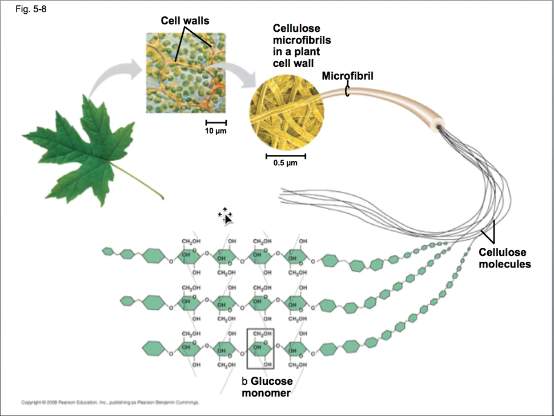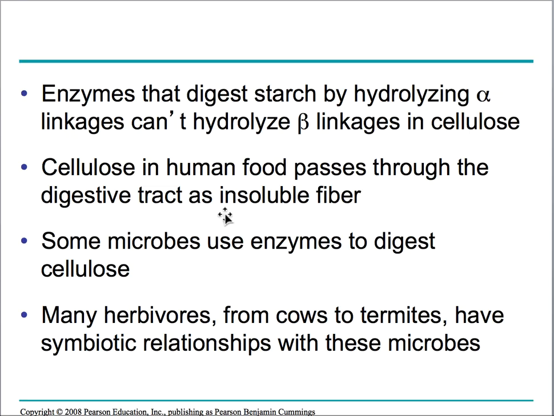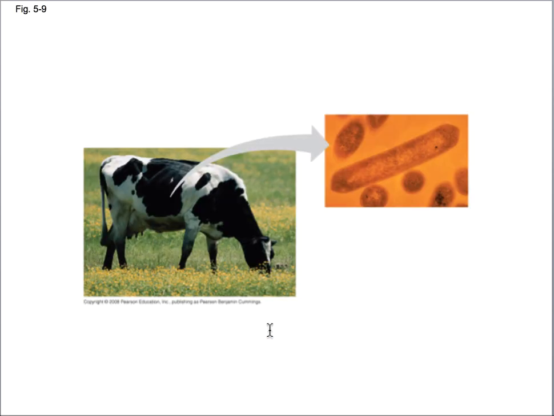So what about animals that only eat cellulose? How are they getting anything from it? A big cow can only eat cellulose. Well, he can't go through and break that down. That's going to be really, really hard for him. Herbivores, cows to termites.